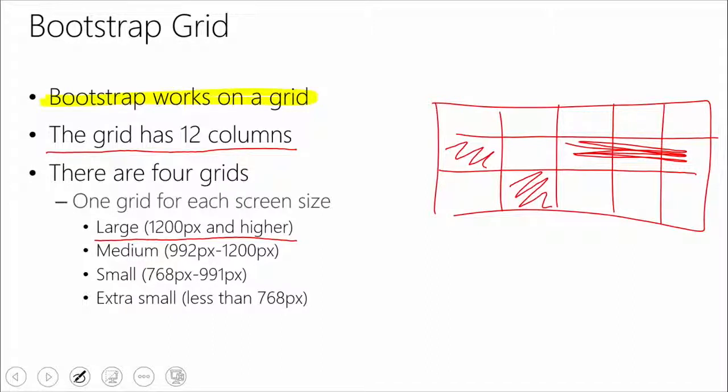Now, here's where things start to get a little more interesting: there are actually 4 grids. Each of the 4 screen sizes defined by Bootstrap gets its own grid. There's a grid for large screens, which are 1200 pixels or higher, for medium screens, for small screens, aka tablets, and for extra small, aka phones. So you get 4 separate grids. What this gives you the ability to do is choose how you want to target your data.